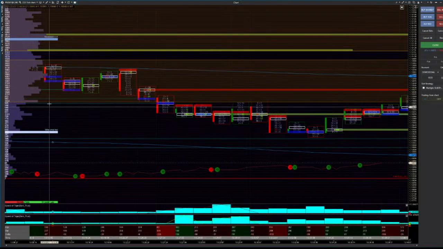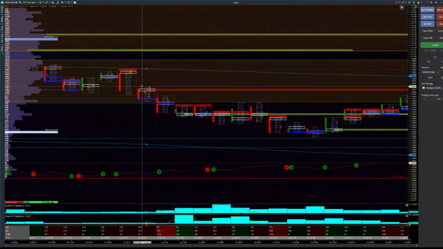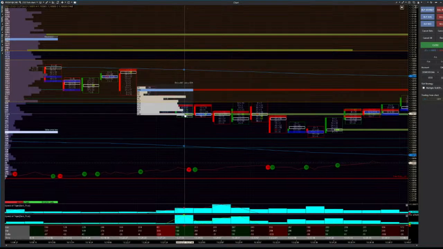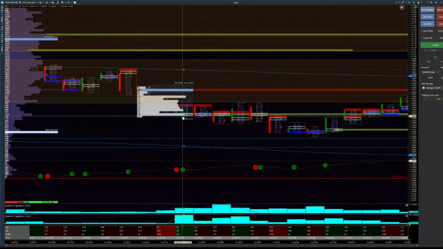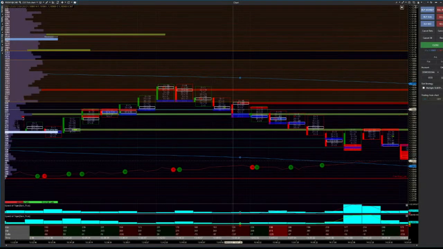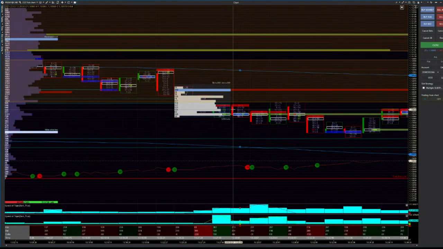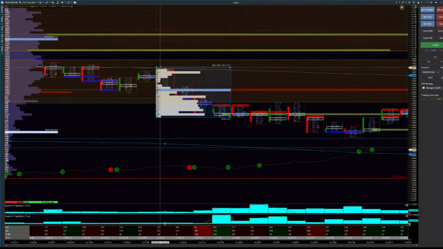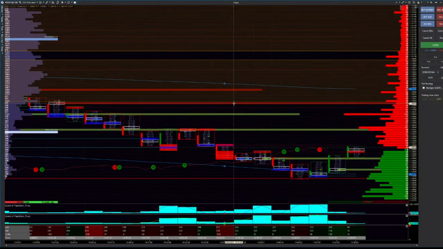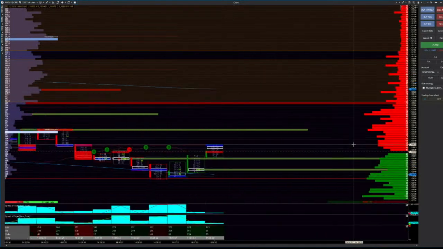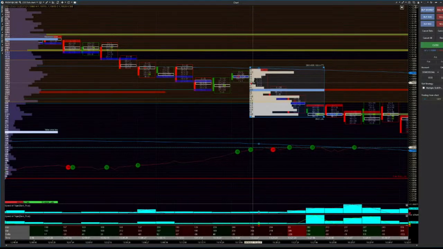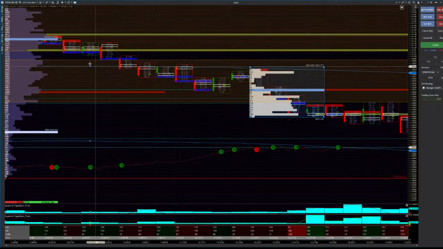Remember that with this volume on the left, we can actually see the volume inside the candles. So we can find a better spot here in these breakout candles. One thing that I would like is to have my entry in line with the liquidity. You can see this spot is very, very empty, so I would like to take that as a possible entry.